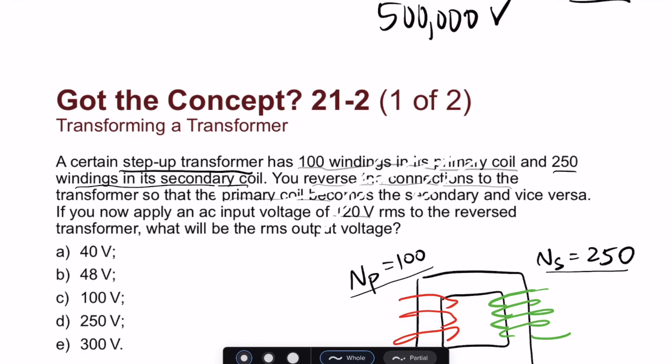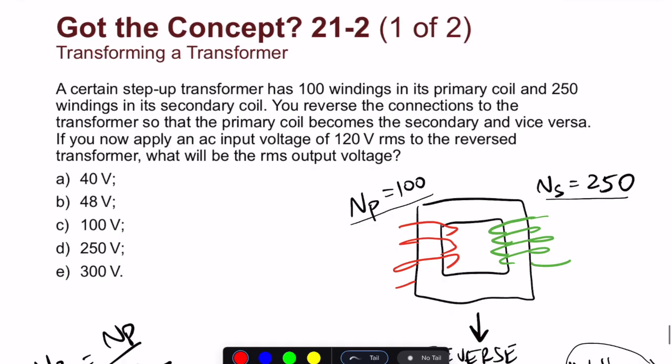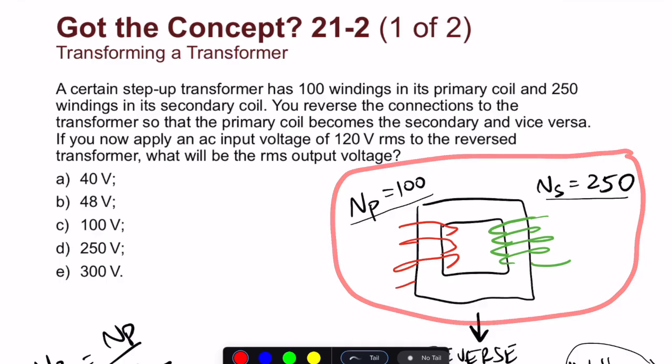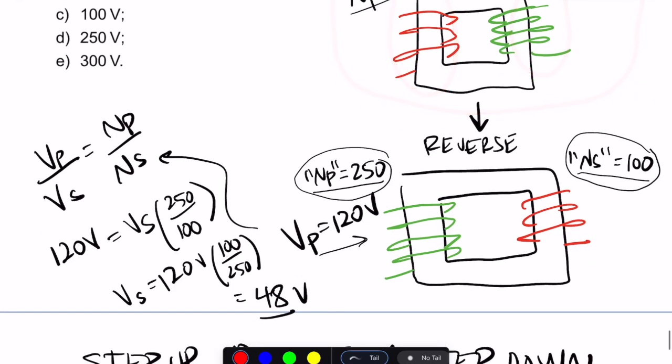So let's look at this conceptual question, and then we'll wrap up this lecture. If we have a certain step-up transformer with 100 windings in its primary coil and 250 windings in its secondary coil, and we reverse the connections so that the primary becomes the secondary and vice versa, sending 120 volts RMS into the reverse transformer, what will be the output? Okay, so there's a lot going on. So we'll draw our transformer, 100 for the primary, 250 for the secondary. Then we reverse it.